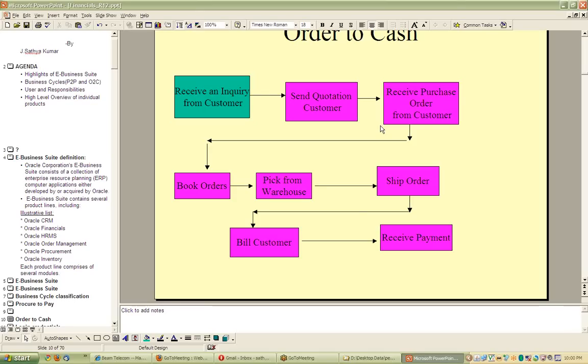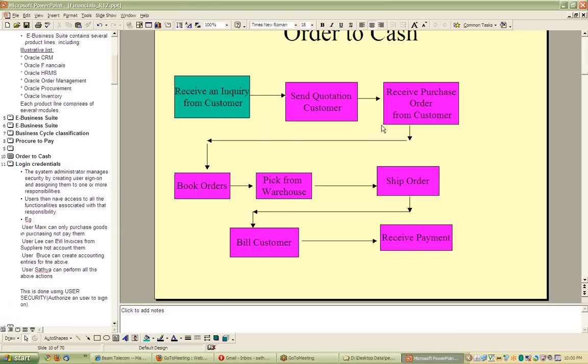But currently, after booking the order, the next step is to pick and then ship it to the customer. So once you ship it, you will have to make him liable. So you bill the customer and you receive the payment.